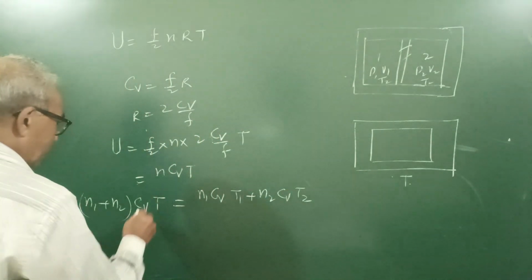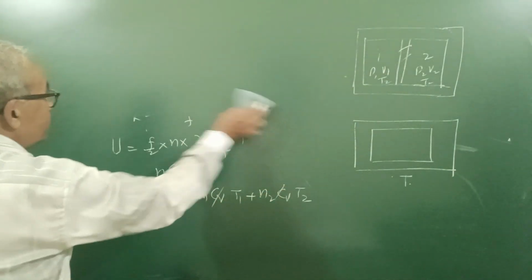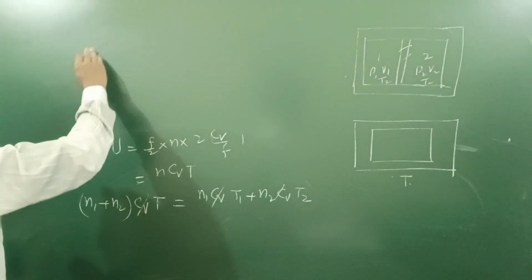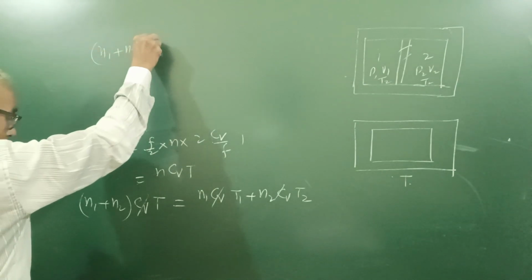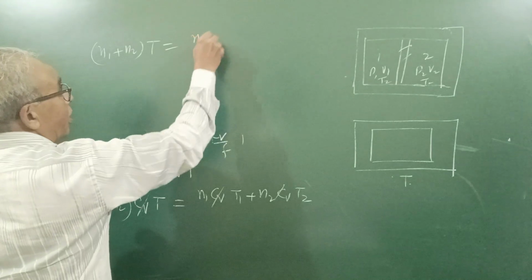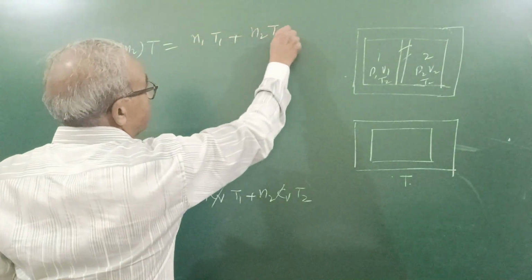So from here CV gets cancelled. So you get here (N1 plus N2) into T is equal to N1 T1 plus N2 T2.